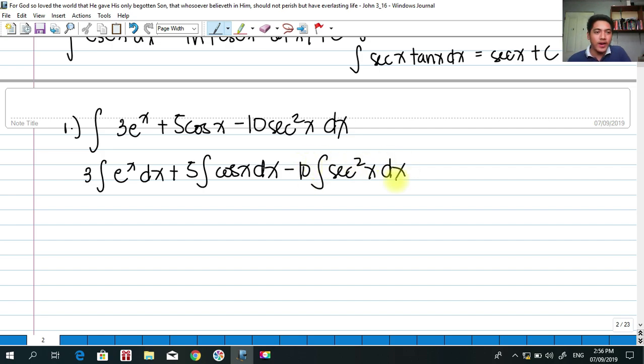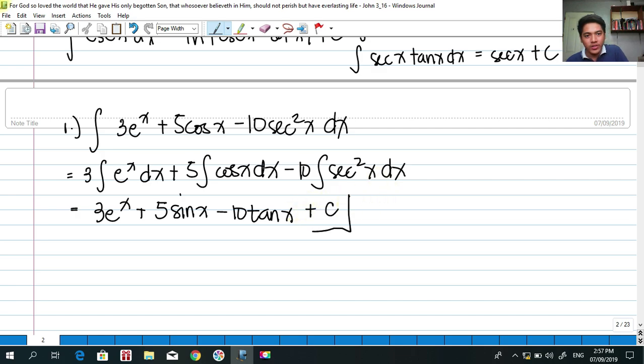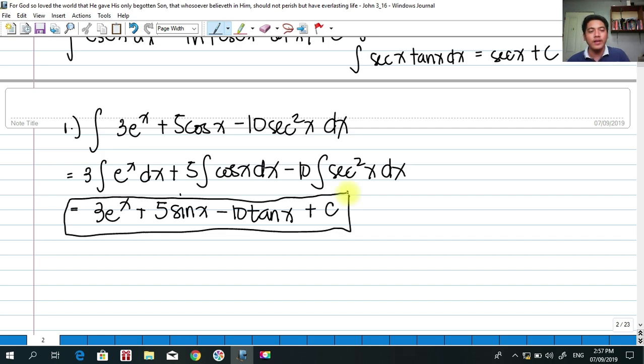Okay, so this is very helpful. Why? Because it keeps you from being confused. So the integral of e raised to x is simply e raised to x. The integral of cosine is simply 5 sine of x, correct? Minus 10, the integral of secant squared x is simply tangent of x. Of course, don't forget the plus constant of integration. So that's number one, pretty easy.